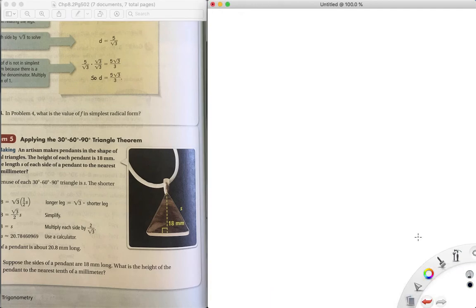Alright, so with this one, we have an equilateral triangle. Remember, if it's equilateral, it's equiangular, which means that all angles are 60 degrees. So if we have a line that cuts through here, so this is 60, this is 60. If I have a line here, that's basically the perpendicular bisector, which is also the angle bisector, so this would be 30, and that would be 30. So we have two 30, 60, 90s.